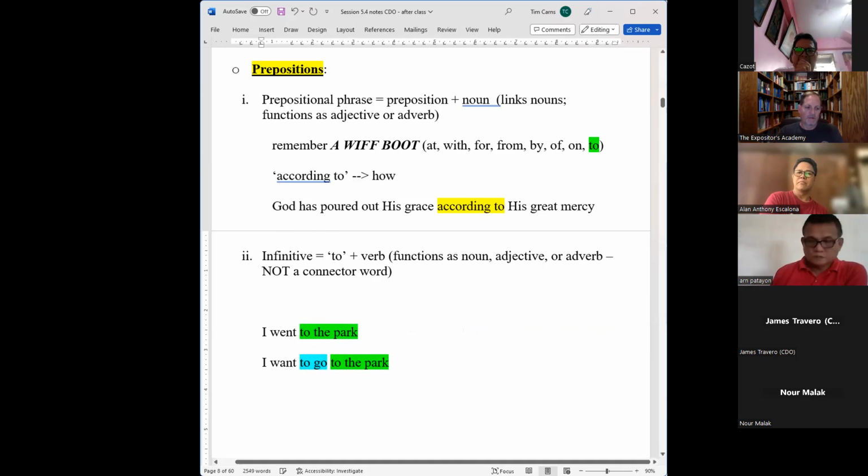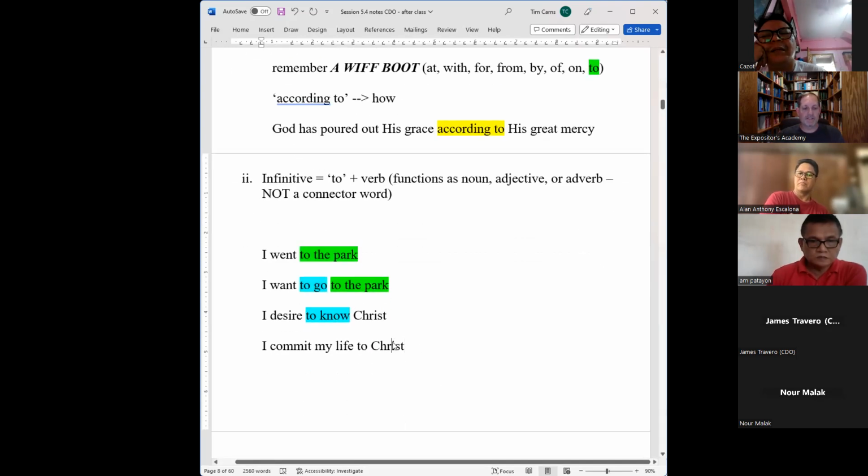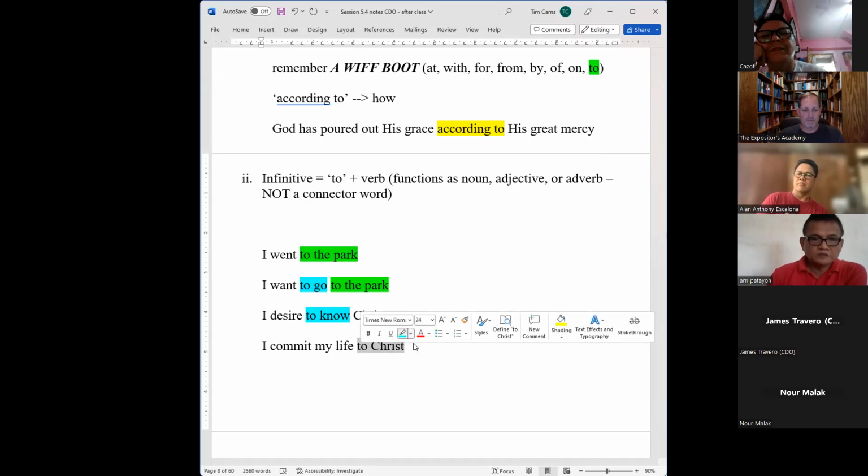All right. I desire to know Christ. Okay, that's an infinitive. Know is a verb. Now, if I say I commit my life to Christ, okay, now Christ is a noun. So this is a prepositional phrase.